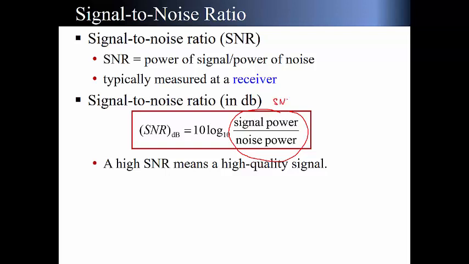If the SNR is given in decibels, say X decibels, then we divide both sides by 10, so X over 10. Then we make this an exponential of 10, so the logarithm will be canceled, which is 10 to the power X over 10. That is the SNR.